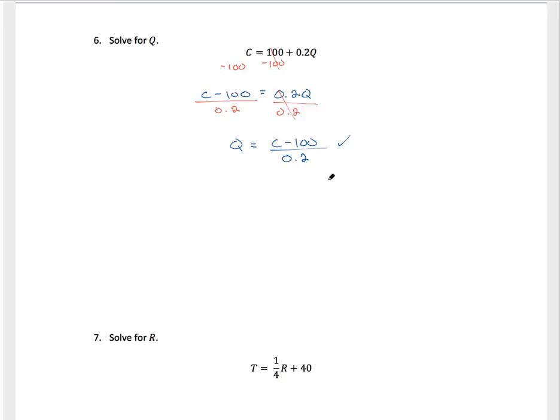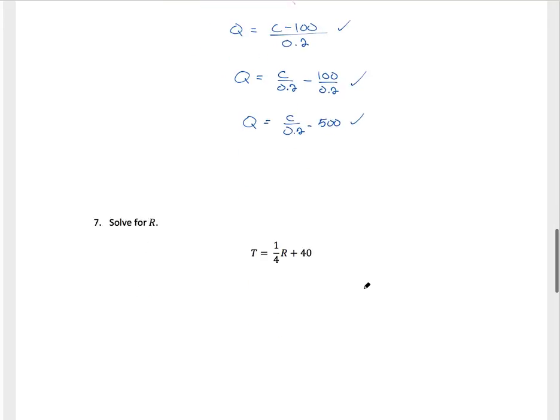This is perfectly fine, right? Some students like to break apart the fraction. So if you'd like to, you can break this apart as c divided by 0.2 minus 100 divided by 0.2. And then we can simplify that further, okay? So we get 100 divided by 0.2, and that gives us 500 on the right. Okay, so any of these forms would be correct.